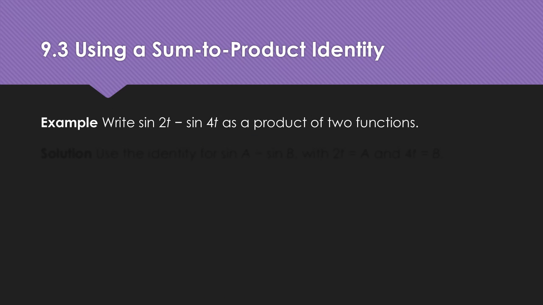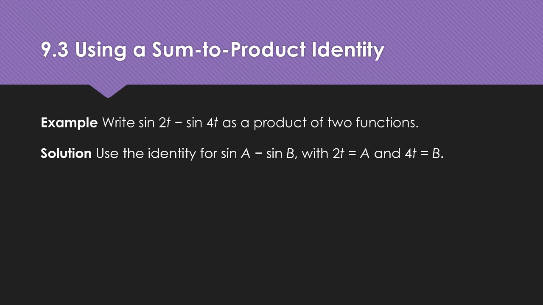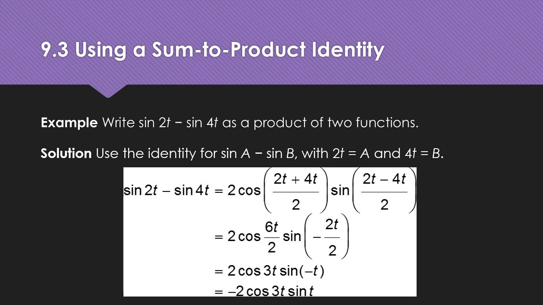So we're going to write sine of 2t minus sine of 4t as a product of two functions. Pause the recording, give this a try, and resume to check your answer. Okay, so we're going to use the identity for sine of A minus sine of B. A is going to be replaced by 2t and B by 4t. And there we go, putting it all into the formula. And simplifying, we get 2 cosine 3t times sine of negative t.